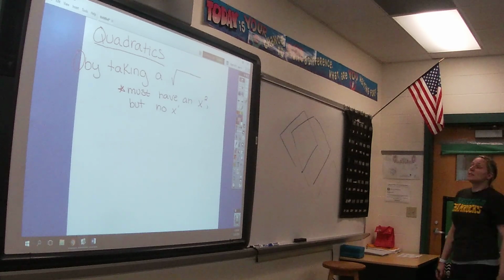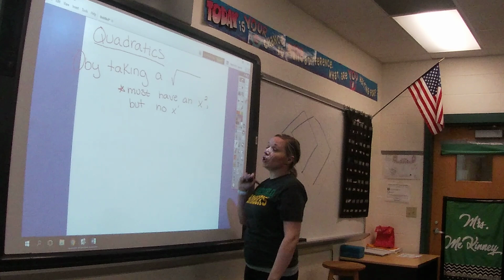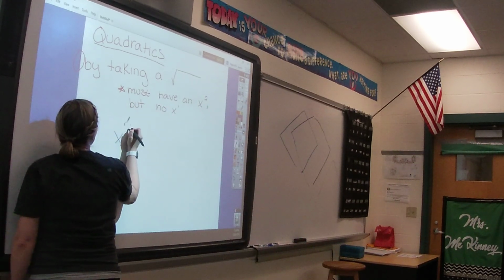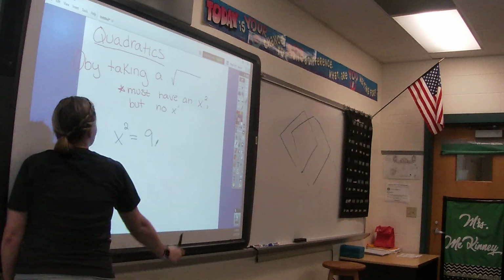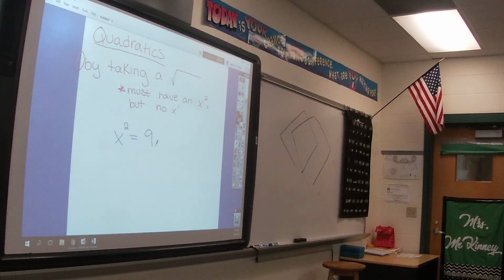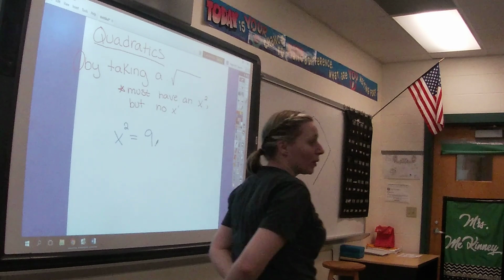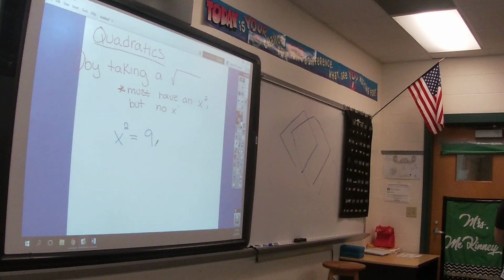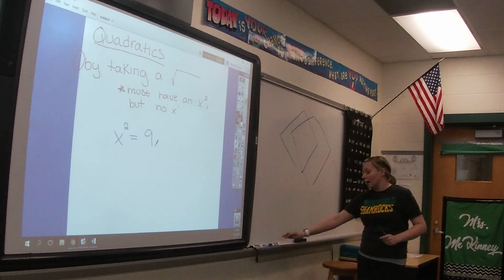Since we can't have an x to the first power, these are going to look pretty simple. For example, x squared equals 9. Now, I told you when we started radicals that order of operations was something that totally annoyed me because it shouldn't really be PEMDAS, but it should really be PERMDAS, because addition and subtraction need to be paired up.